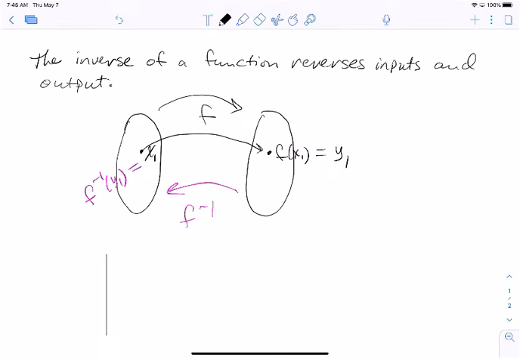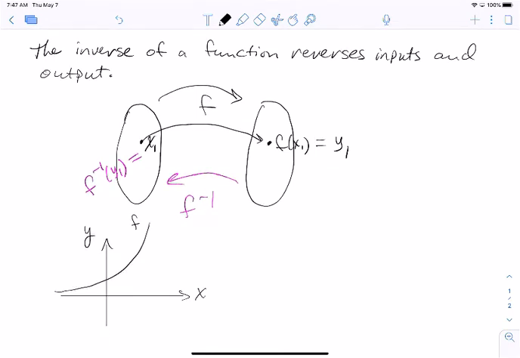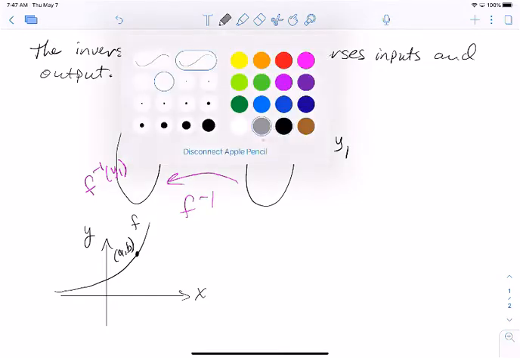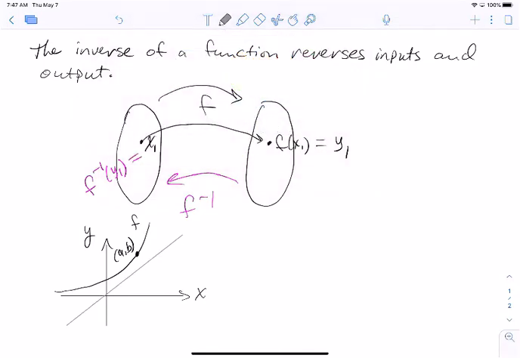Graphically, the inverse of a function is a reflection. If I have a function f, and I'm going to put a point on the function for reference, (a, b), then its inverse is a reflection about the line y equals x. And so in this case, it would look like that. And the point (a, b) would be manifest on the inverse, so here's f inverse, as (b, a). And so we can see from (a, b) to (b, a) that the inputs and outputs have been reversed.